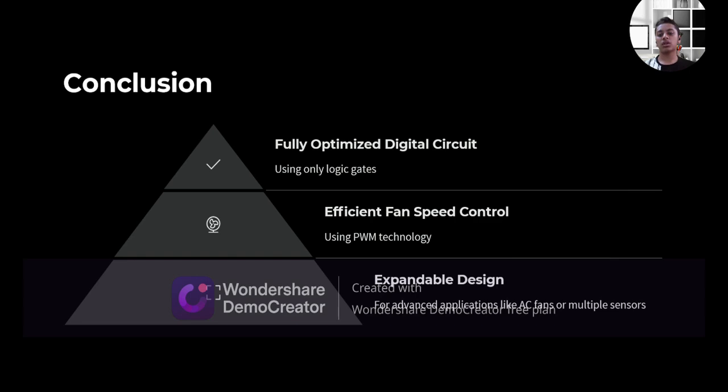So in the last conclusion, our circuit is fully optimized as a digital circuit using only logic gates, efficient fan speed control using PWM technology, and an expandable design for advanced applications like AC fans or multiple sensors.